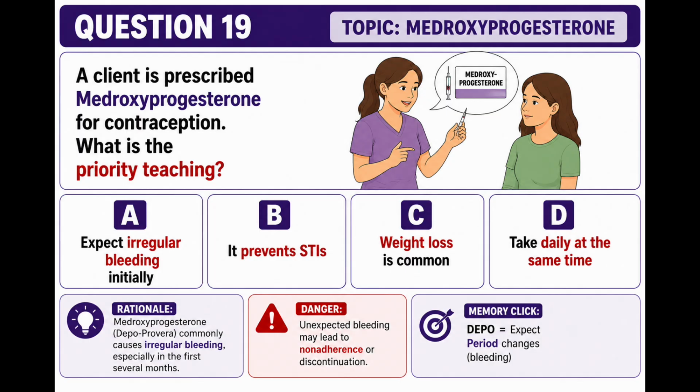Question 19. Medroxyprogesterone. A client is prescribed medroxyprogesterone for contraception. What is the priority teaching? A. Expect irregular bleeding initially. B. It prevents STIs. C. Weight loss is common. D. Take daily at the same time.